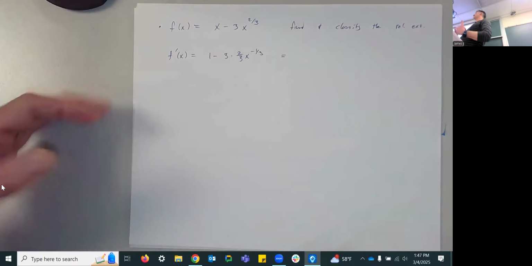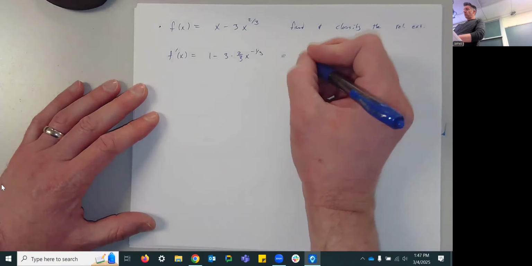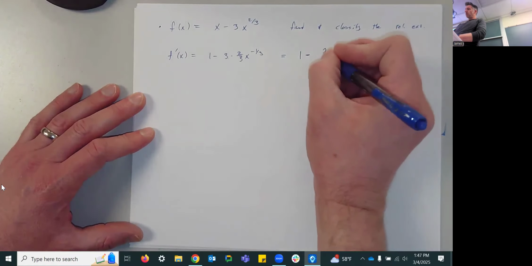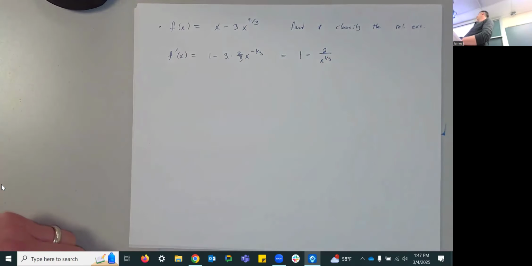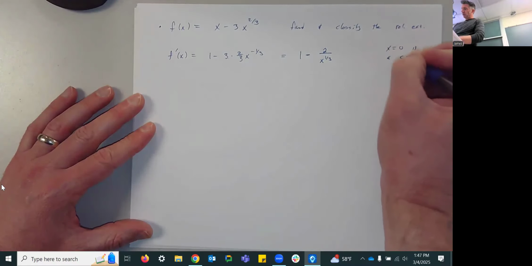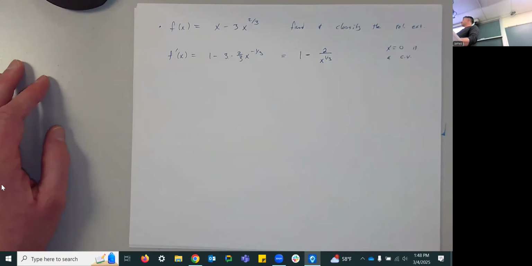When you're finding these critical values, you actually do have to do a fair amount of simplification to make it relatively easy to find. This is going to be 1 minus 2 times x to the negative 1/3, or preferably 1 minus 2 over x to the 1/3. Right away, I can see that 0 is going to make this derivative undefined. So certainly x equals 0 is a critical value because it makes our derivative undefined. It's not the only critical value, but it certainly is one of them.